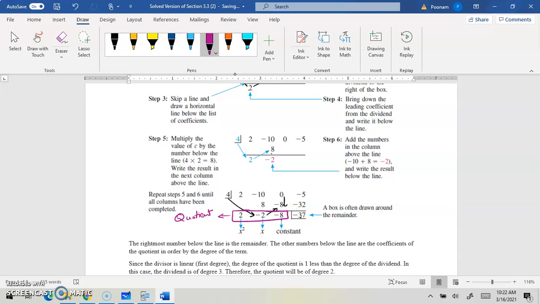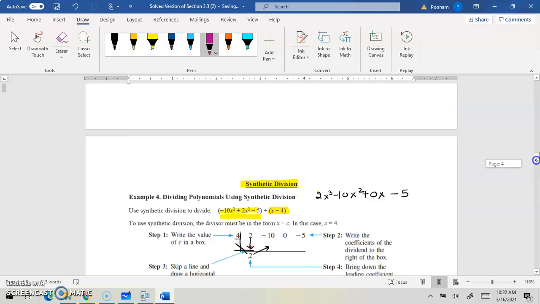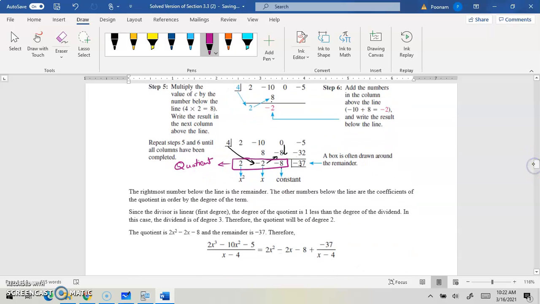These are just the quotient's coefficients. The quotient would be 1 degree less than the dividend, which was a cubic polynomial. That means the quotient would be of degree 2. So this is the coefficient of x squared, this is the coefficient of x, and this is the constant term. So the quotient is 2x squared minus 2x minus 8. And this part is your remainder.